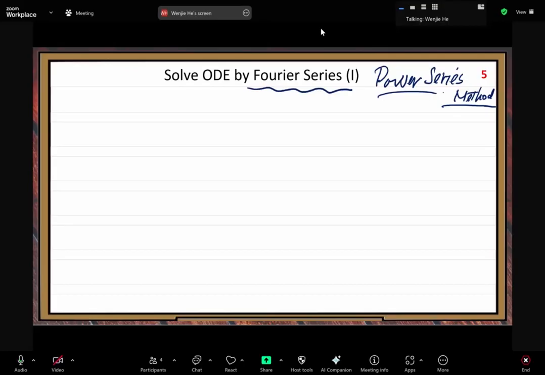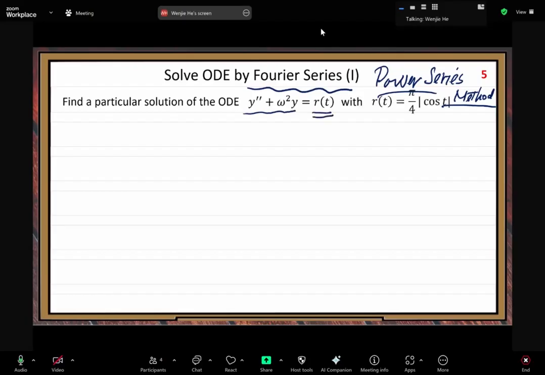Here, let me show you a simple example. Find a particular solution of the ODE. It's a second order ODE, but this time the R function is a periodic function. For a periodic function, it's better we use Fourier series. The Fourier series is a better representation for a periodic function than the power series. Here, it is 2 pi periodic.